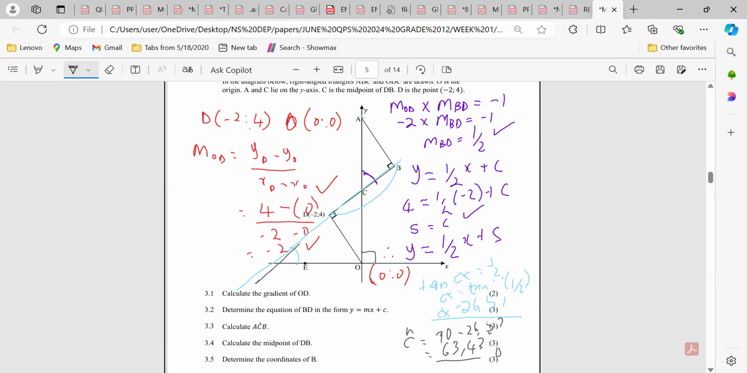Otherwise, this is what you need to do. You need to draw. After drawing, you're going to calculate this angle here. After calculating this angle, you are supposed to say this one here is 90. And then you calculate this one also. Is it necessary? You can just say that one is 90.